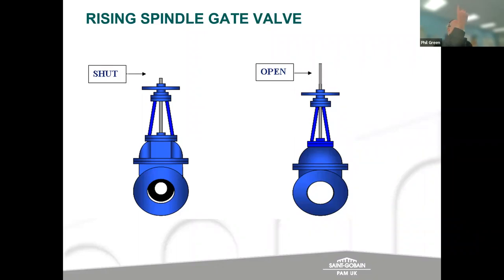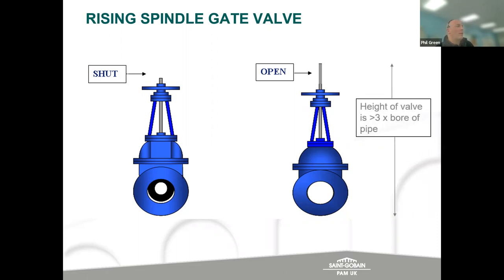So basically this rises out the top of the valve when you open it. In its closed position, you can see the stem sitting at the bottom there. And as you open it, the stem rises and comes out the top of the valve. And due to this, headroom is normally required outside a valve to enable that stem to rise outside of it. As I mentioned earlier, we don't necessarily see a lot of these these days. People tend to use fixed stem rather than rising spindle, but they are still out there, and you might have some of these in service on legacy treatment works that you've got in your network.